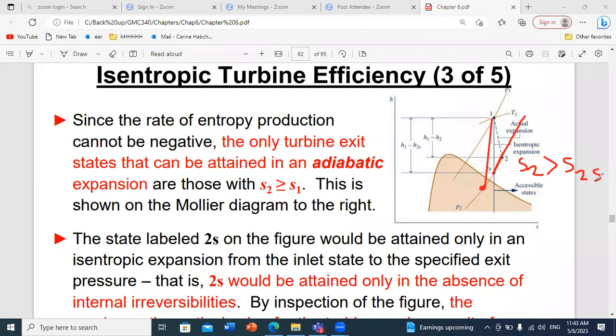Okay. And because S2 should be larger than S2S, if you look at this figure, the real delta H, meaning H1 minus H2 real, has to be smaller than H1 minus H2 isentropic, because if I take the scale here, if I read H2S, this is H2S.